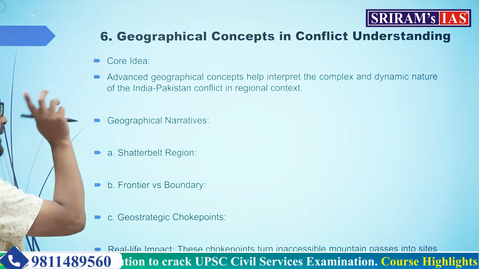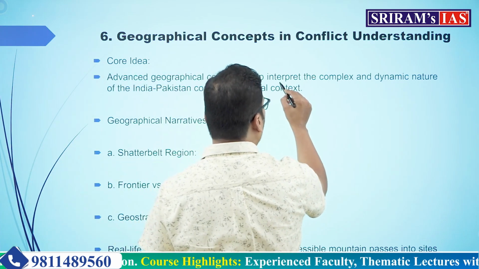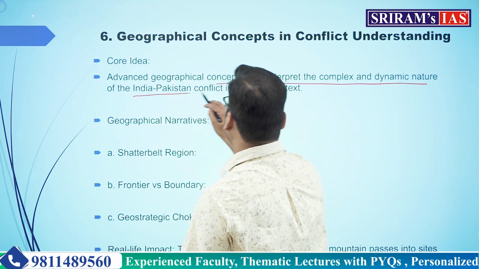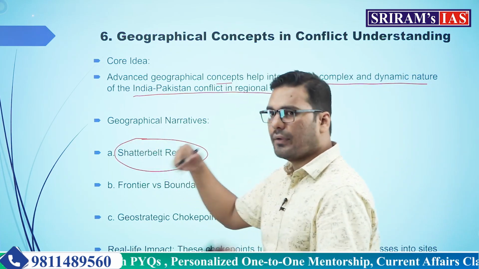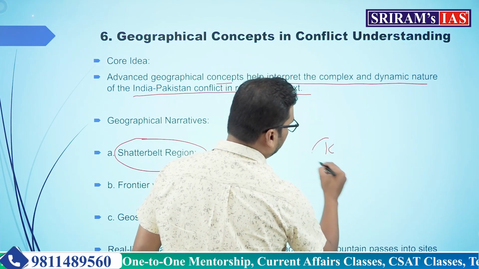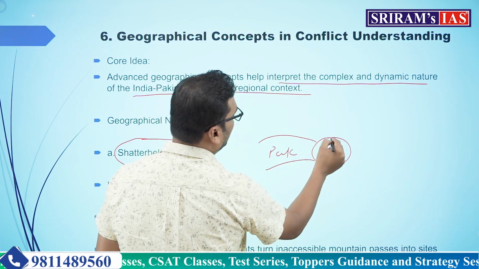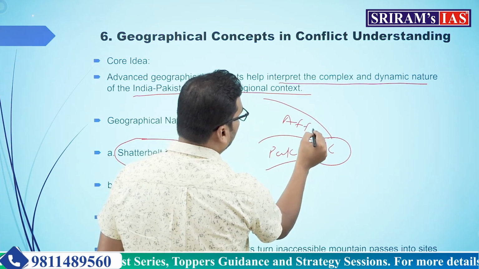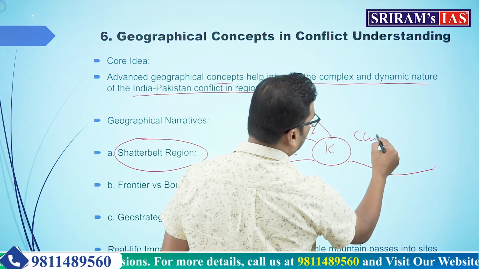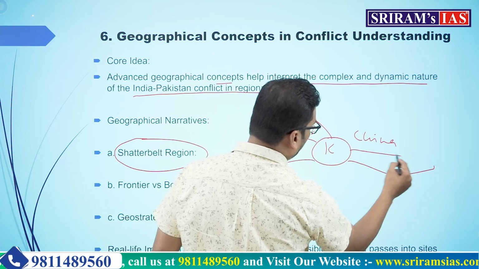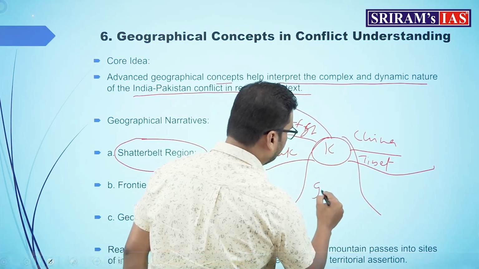Now, geographical concept in conflict understanding, what you should focus upon. See, advanced geographical concepts help interpret the complex and dynamic nature of the India-Pakistan conflict in regional context. कैसे? For example, I have been using this word shatter belt. For example, suppose this is Kashmir. From one side you have Pakistan. एक side पे you have this Afghanistan. Another side you have this China. Probably earlier it was also Tibet, you can say. Tibet भी तो था. And then it is again part of India.